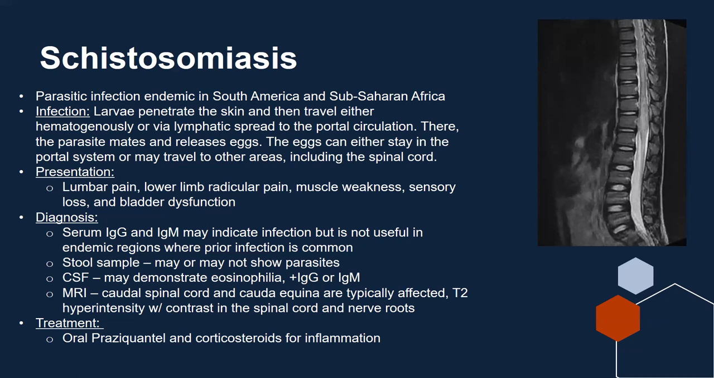And then MRI typically shows involvement of the caudal spinal cord and cauda equina with T2 hyperintensity and contrast enhancement of the spinal cord and nerve roots. If patients have a neurologic syndrome, evidence that supports the diagnosis, and evidence of systemic disease, they are treated with praziquantel and steroids for inflammation. However, sometimes surgical decompression is necessary to relieve pressure from the spinal cord lesions.